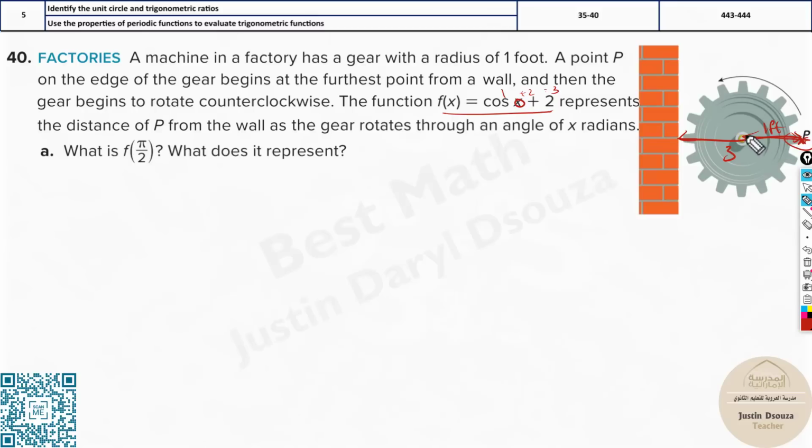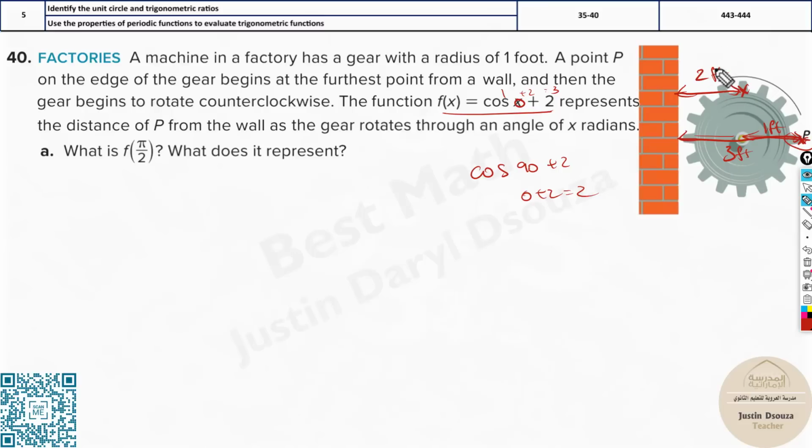Okay, the radius is 1 feet, this is also 1 feet, and there is one more extra feet which is away basically. Now imagine we change this cos x to say 90 degrees. Let me make it 90 degrees. Cos 90 is 0, so it'll be 0 plus 2, that is 2. So if P is at 90 degrees over here, 1 feet is gone. How much is remaining? It's just 2 feet.